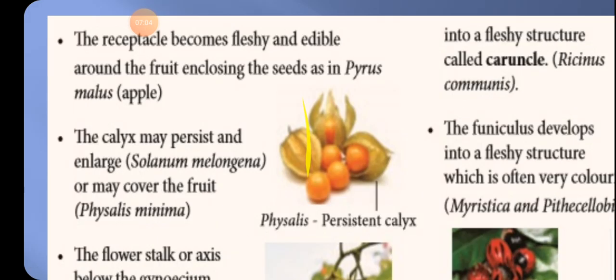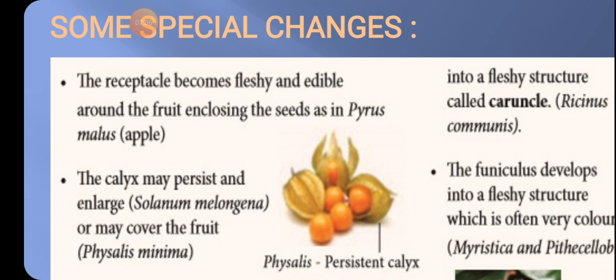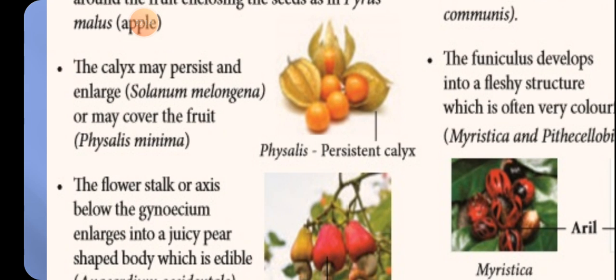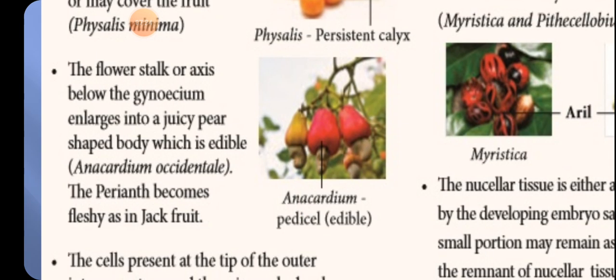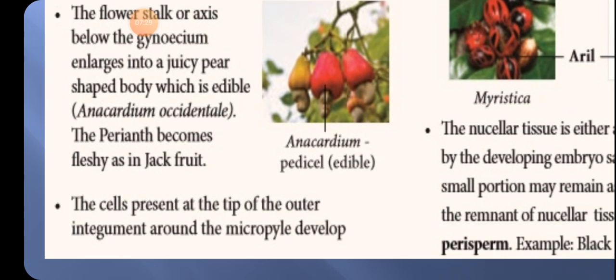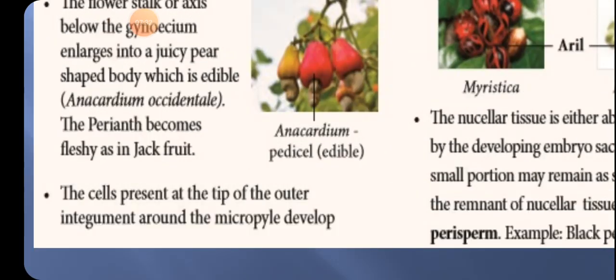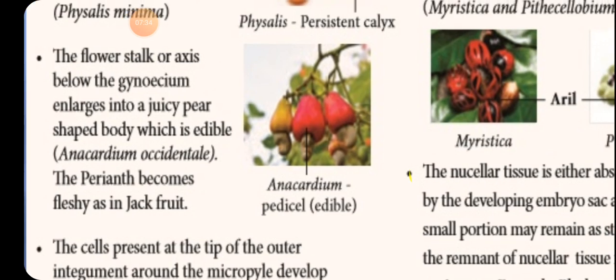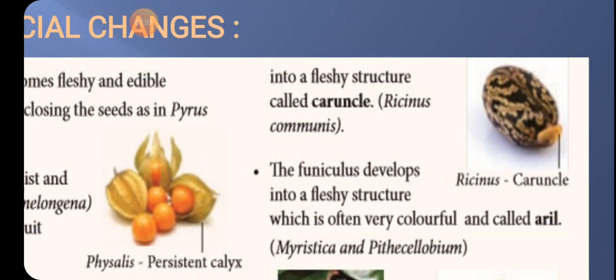Here some exception cases are given. Listen: the receptacle becomes fleshy and edible around the fruit, enclosing the seeds, as in Pyrus malus, apple. The calyx, the outer region of the flower, may persist and enlarge, for example in Solanum, brinjal, in which the calyx is present at the vegetable and fruit stage also. Then the third one: the flower stalk or axis below the gynoecium enlarges into a juicy, pear-shaped edible body, as in Anacardium. Then the last one: the cells present at the tip of the outer integument around the micropyle develop into a fleshy structure called the caruncle.